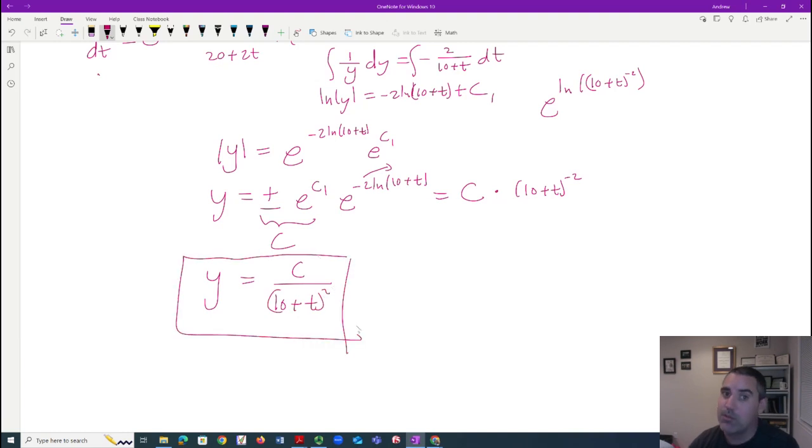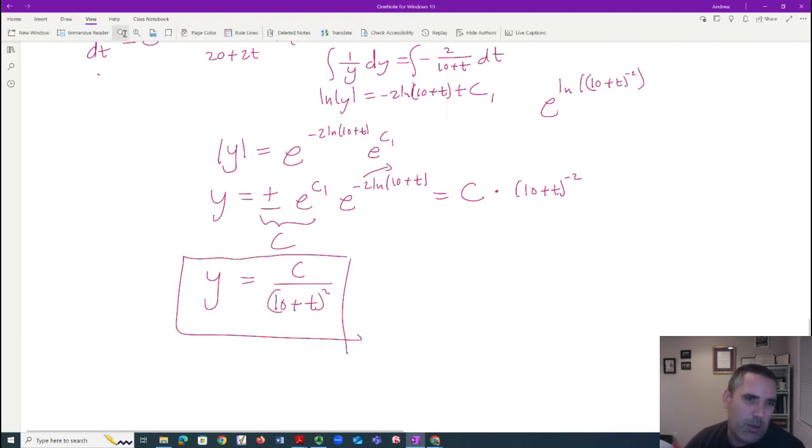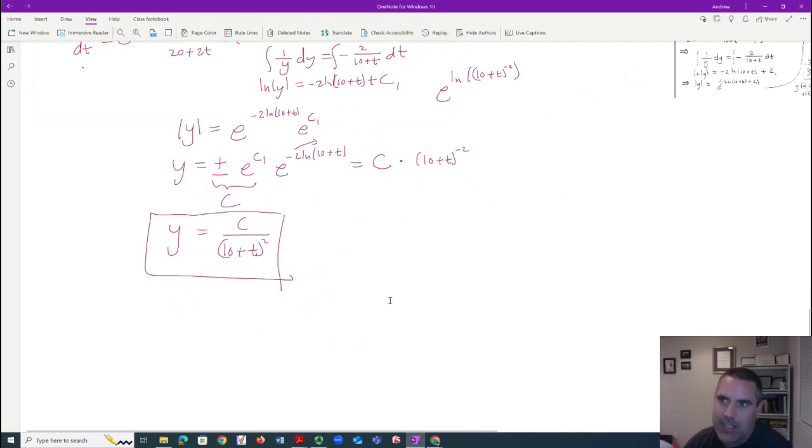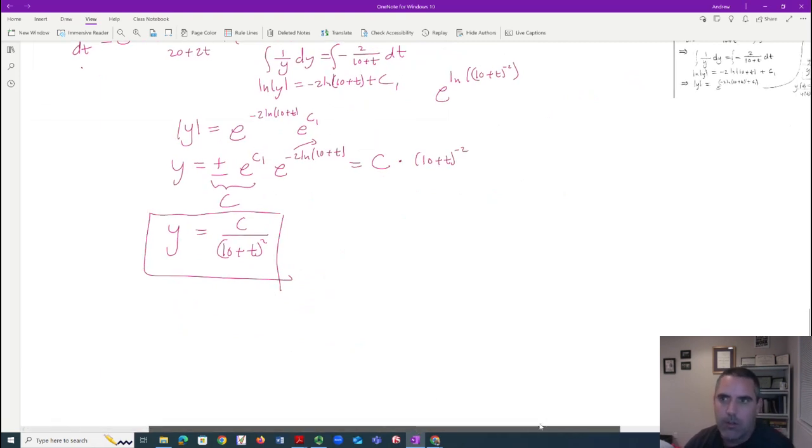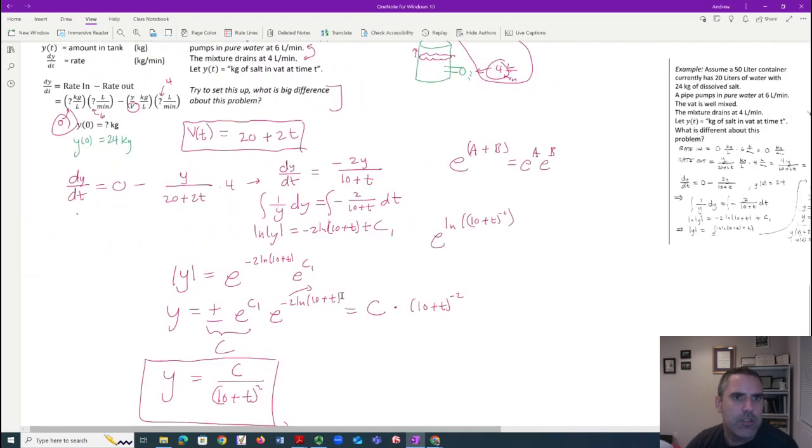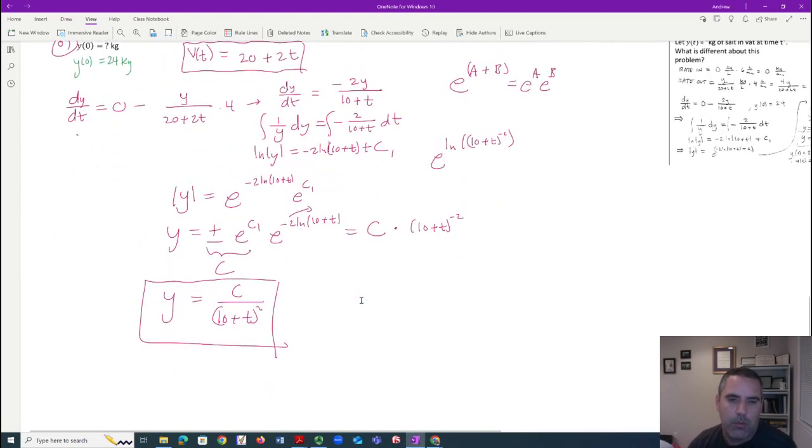So it's a very different solution than the other ones we're seeing. In a lot of the problems we've done, we're getting essentially the exact same differential equation over and over again. In this case, the initial condition is when you plugged in 0, you got 24. So we need to write 24. Don't just assume that's c. In this case, it's not. 10 plus 0 squared. So c would be whatever 24 times 100 is. So it's 2400. And so our solution would be 2400 over 10 plus t squared.